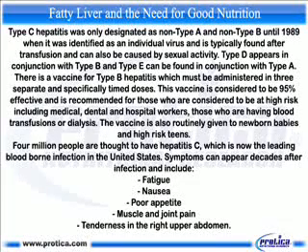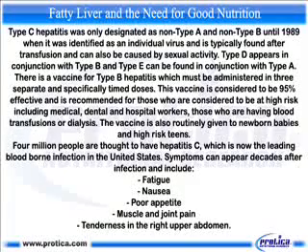There is a vaccine for type B hepatitis which must be administered in 3 separate and specifically timed doses. This vaccine is considered to be 95% effective and is recommended for those who are considered to be at high risk including medical, dental and hospital workers, those who are having blood transfusions or dialysis. The vaccine is also routinely given to newborn babies and high-risk teens.